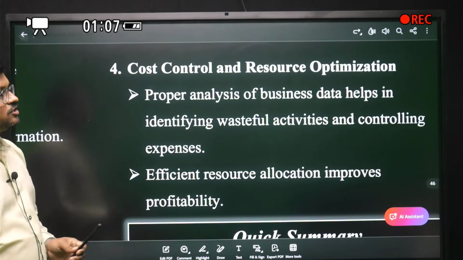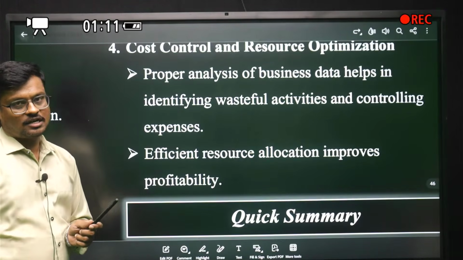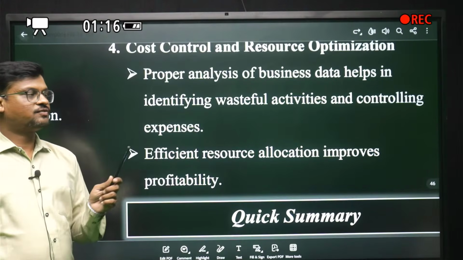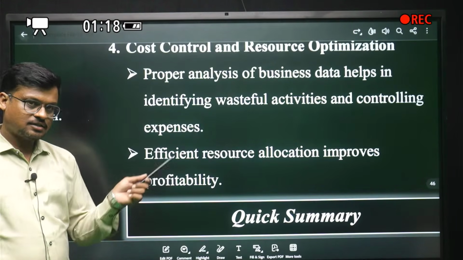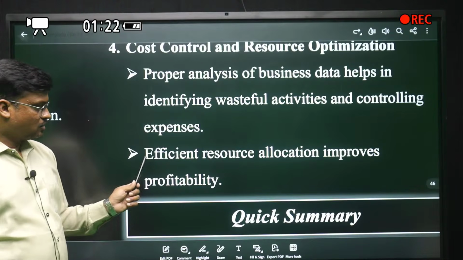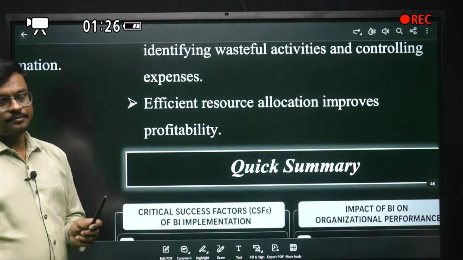Fourth one, cost control and resource optimization. Proper analysis of business data helps in identifying the wasteful or unneeded activities, as we discussed in lean, and we will control the expenses. Okay. So efficient resource allocation increases the profitability.